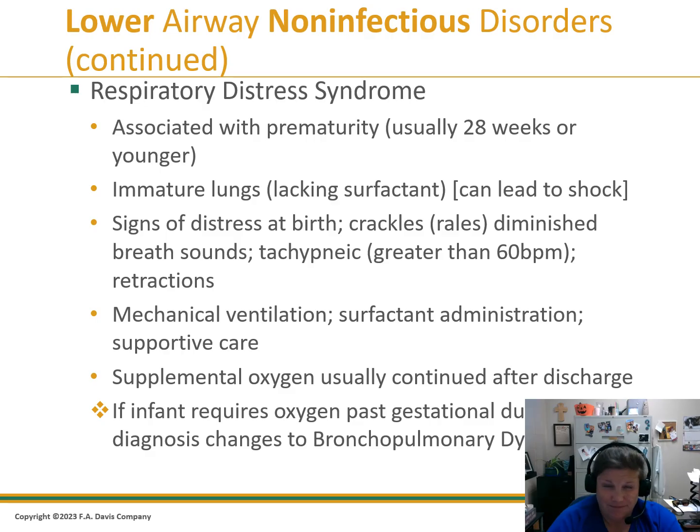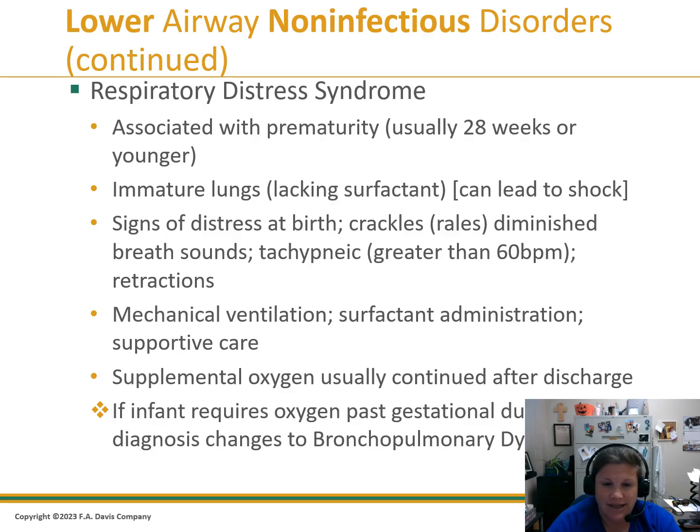Remember we said viability was 24. So this would be those babies between 24 and 28 weeks gestation that are more inclined to have this diagnosed. It's associated with immature lung development, a lot of that because of them not having the optimal amount of surfactant because they were born early.